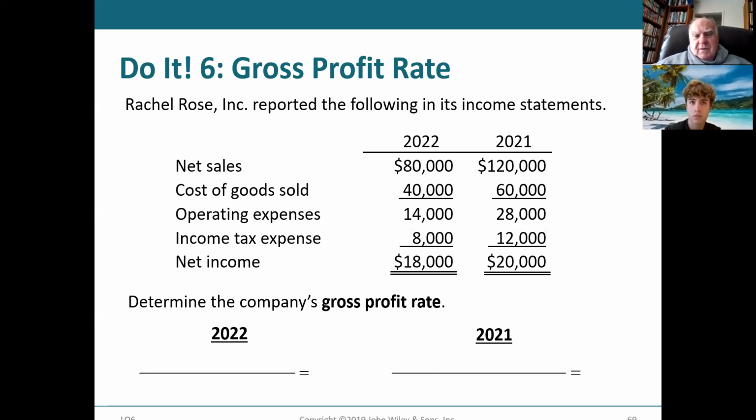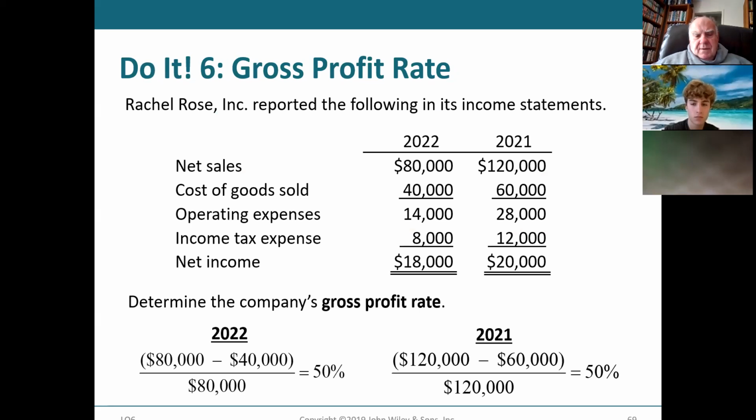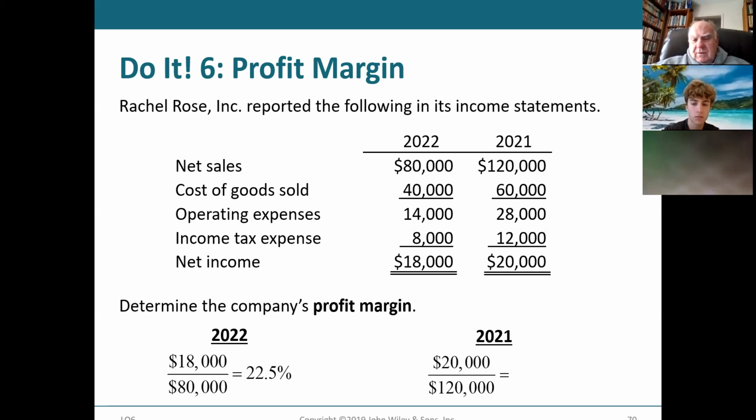Determine the gross profit rate. Well, this is pretty easy. Net sales were 80 in 2022, minus 40. That gives you gross profit of 40. So that'd be 50%. 120 minus 60, so they're both 50%. Not too tough. Determine the profit margin. Well, what was the net income? 18,000. What's the formula? 18,000 divided by net sales, 80. 22.5. And then for the next year, it's 20,000 over 120,000, which is 16%. Okay, so those are two measurements to be able to compute.